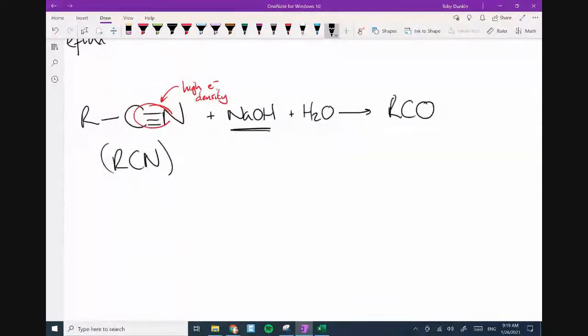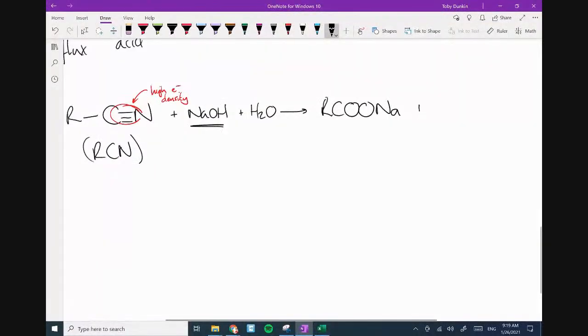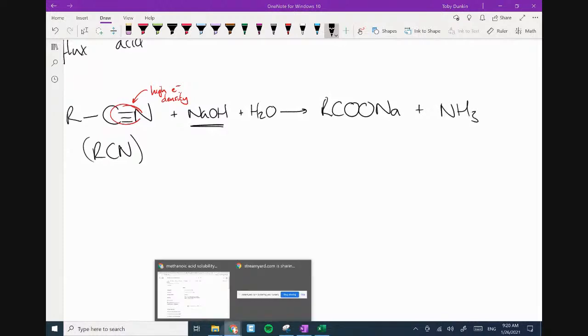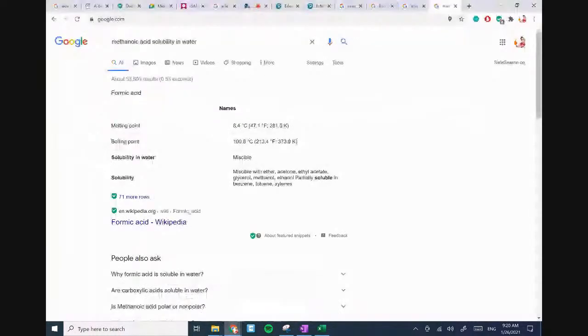We're going to get COONa. And what else are we going to get? The nitrogen has to go somewhere. Is that going to go off as ammonia? It could do. Does it balance? We have two O's, and those are used up in the COO. We have 3 H's? No way, that can't happen.